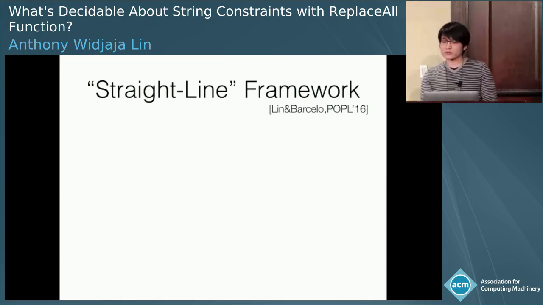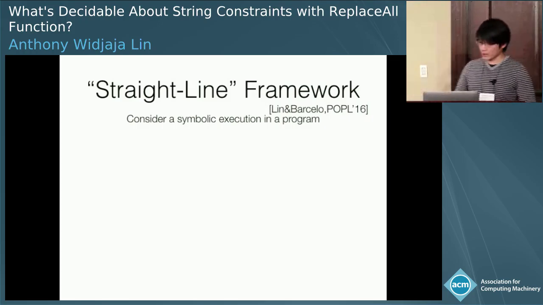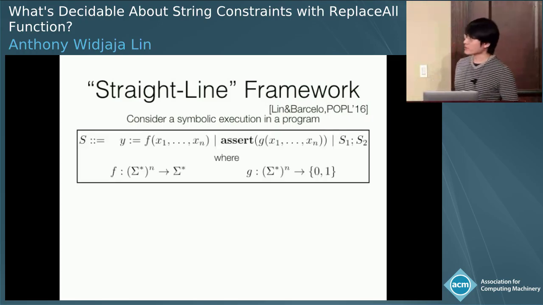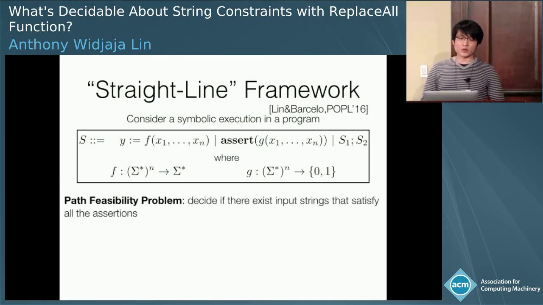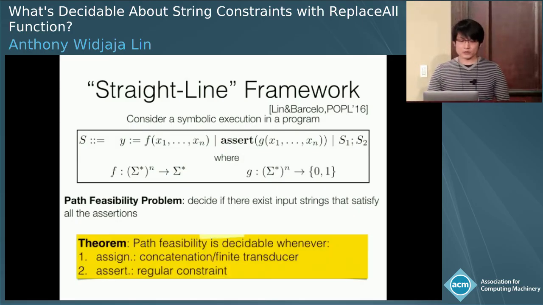Okay, and this constraint language is best described in terms of symbolic execution. I will describe this in terms of symbolic execution here. So firstly, what you do is that you consider a symbolic execution in a program. So basically, you have a sequence of assignments and conditionals or assertions. Okay, and you consider the problem of path feasibility, which is to decide if there exist input strings that satisfy all the assertions. Right?